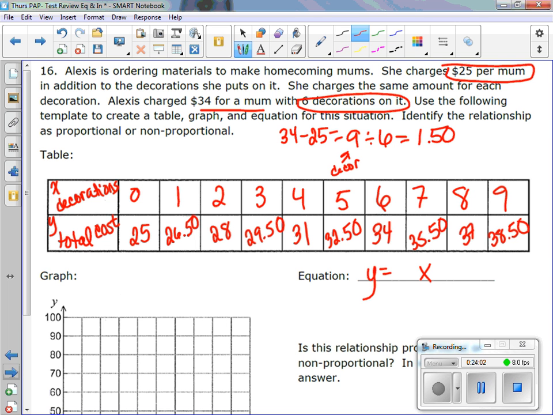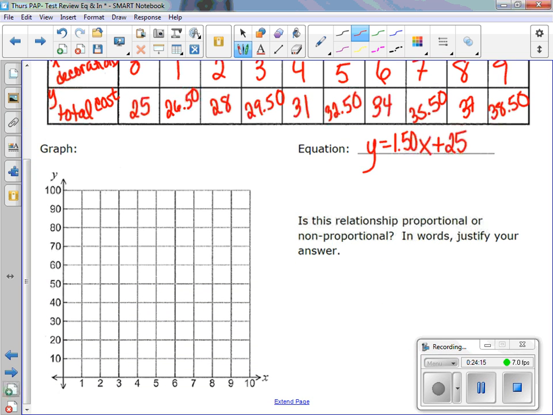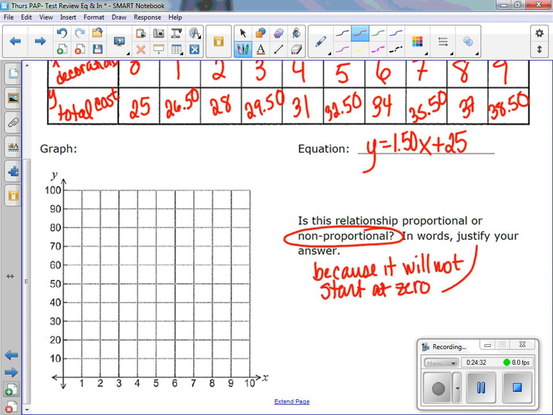So my equation is going to be y equals, x is the part that's changing. So how much is it changing each time? $1.50 per decoration. And then it's added to the $25 she charges minimum for a mum. So this relationship is going to be non-proportional because it will not start at 0. Also, there's something added or subtracted in the equation.